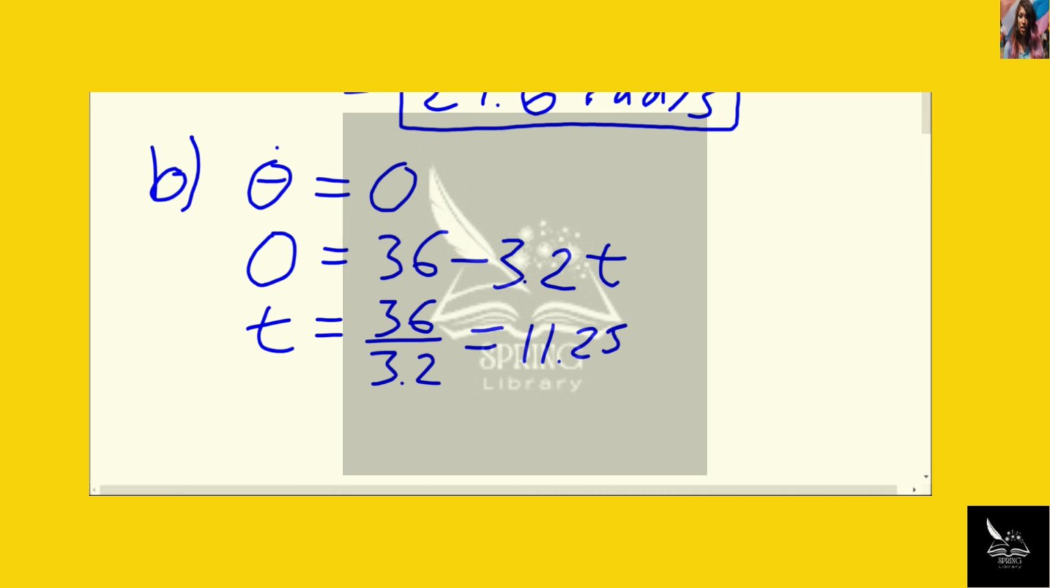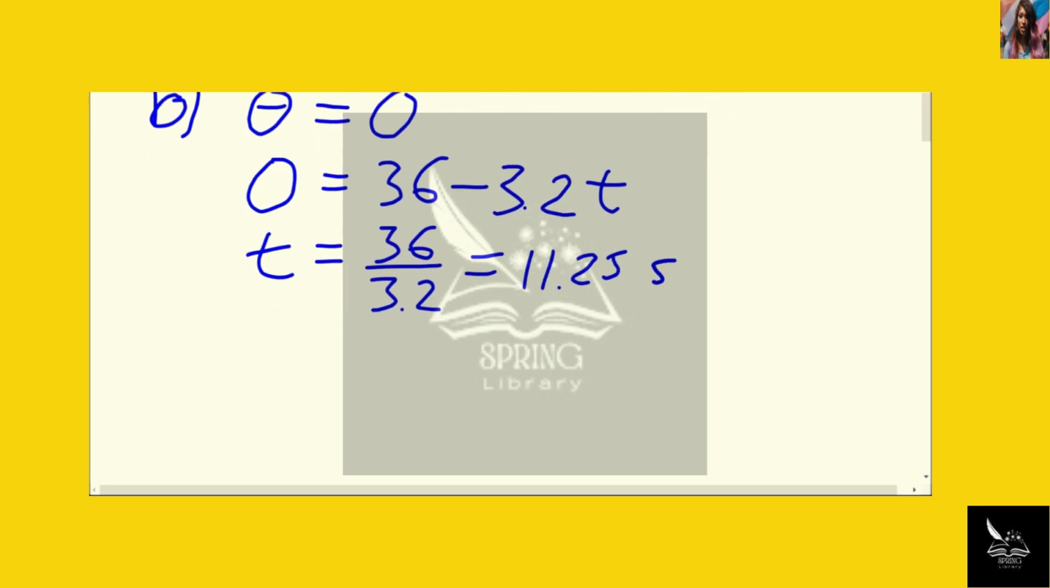And we get t equals 11.25 seconds. That is the time at which our drum comes to rest. Now, we're not done yet. We need to find how many revolutions are executed over this time of 11.25 seconds. And we can do that first by finding the change in angular position from time t equals 0 seconds to t equals 11.25 seconds.